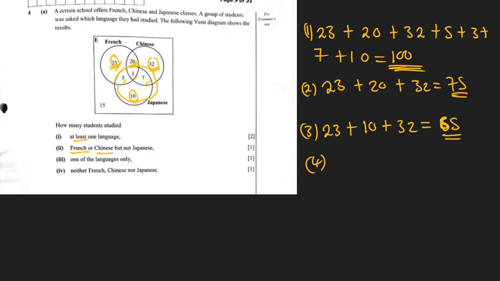The last one will say neither French, Chinese, nor Japanese. So nothing of this. 15, they're here. So when it says neither, that means you don't have to include Japanese or Chinese. Neither means nothing, literal. You're just getting what is in your set. Okay, and you are done.